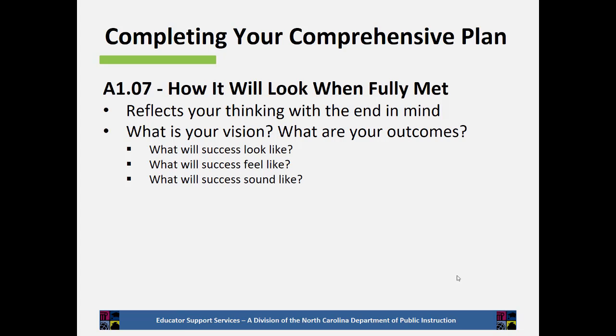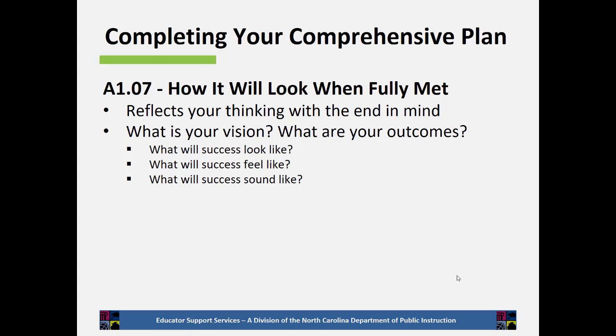So everybody has this box. It's called the How It Will Look When Fully Met box. When we look at plans, we see a variety of things, from very limited information in this box to very detailed information in this box. What we want you to think about is your vision for your school. What's this going to look like 3 years from now or even 5 years from now? The How It Will Look When Fully Met box is your opportunity to talk about your vision. What do we want to see if we're really fully implementing this indicator? What kinds of things would someone see in this school?